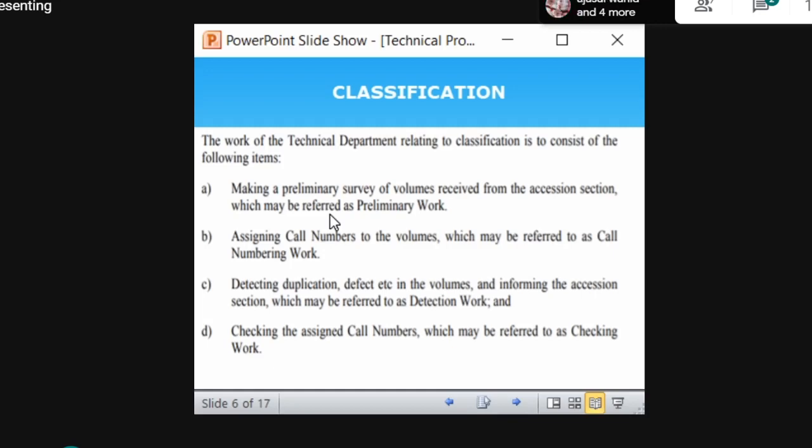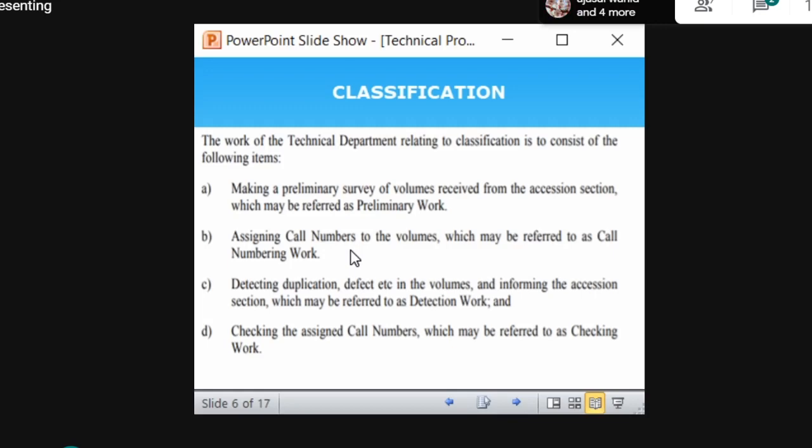If they are using CC, they will assign accordingly. So this part is called call numbering work. The first part, where you are analyzing how many volumes or books were received from the accession section, is called preliminary work. When you are assigning a call number to each of the volumes, that is called call numbering work. And detecting duplication and defects in volumes, and informing the accession section, is referred to as detection work.